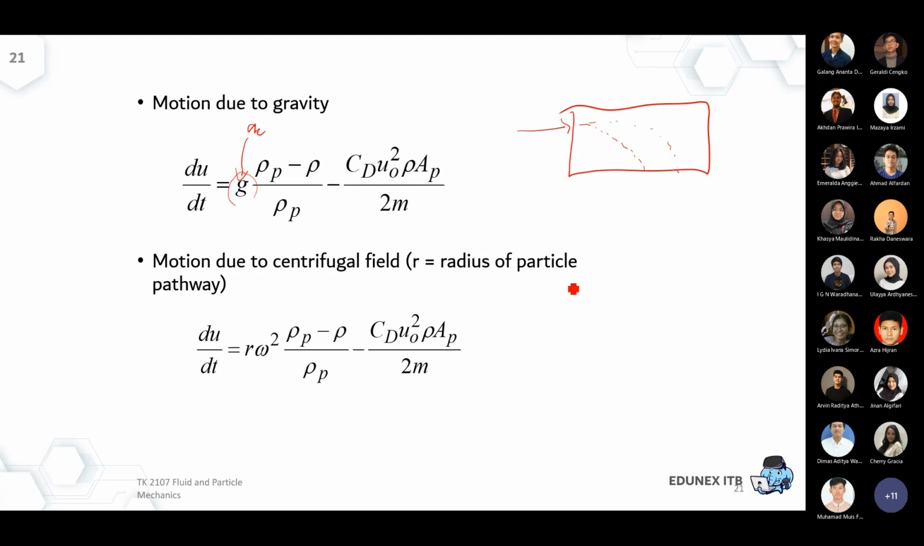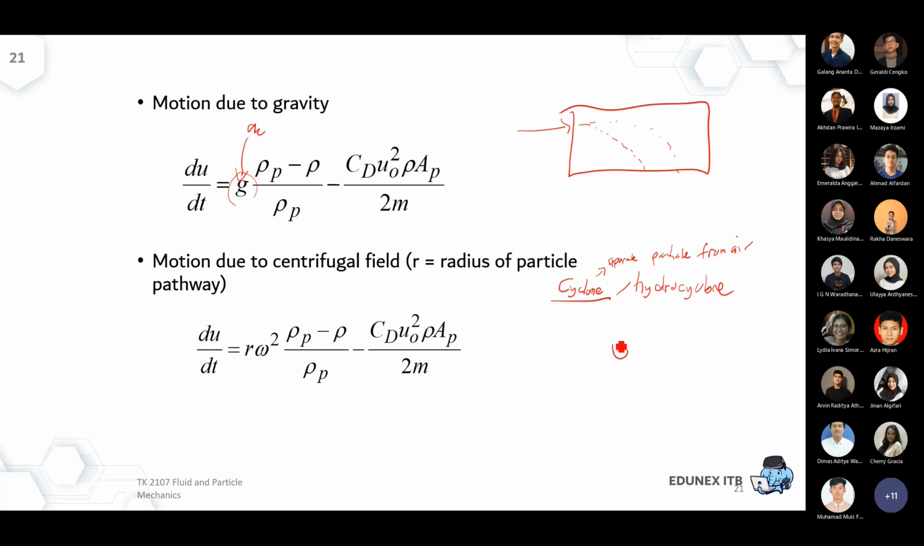if you've heard anything about cyclone, has anyone heard about cyclone, or a hydrocyclone? This is some kind of separation unit that is used in chemical engineering. Cyclone is used to separate particle from air, and the concept is to utilize the centrifugal force of the system.